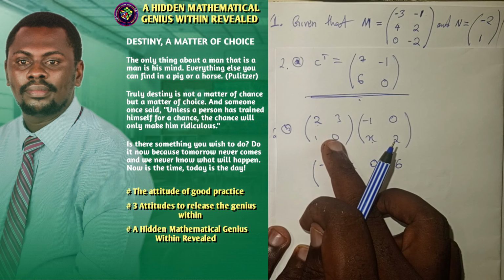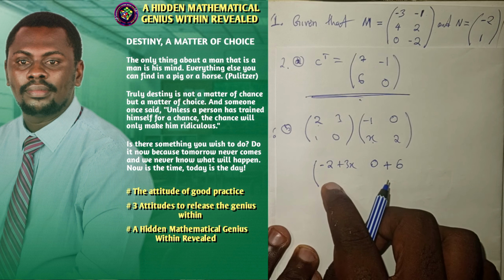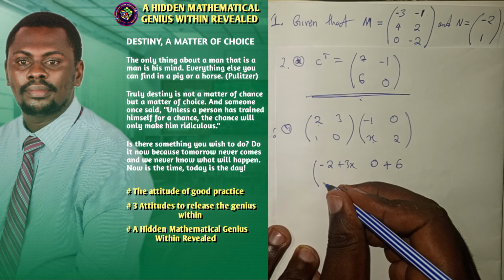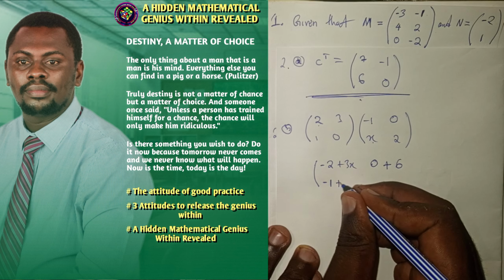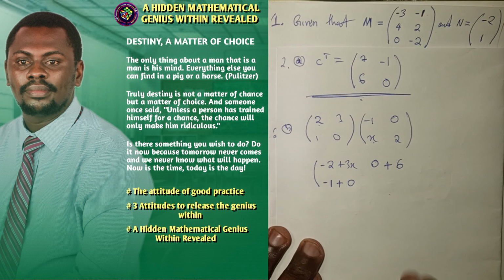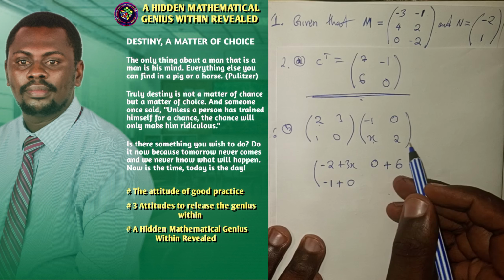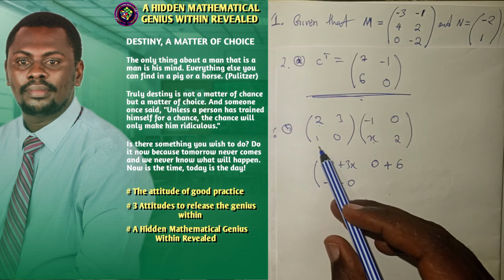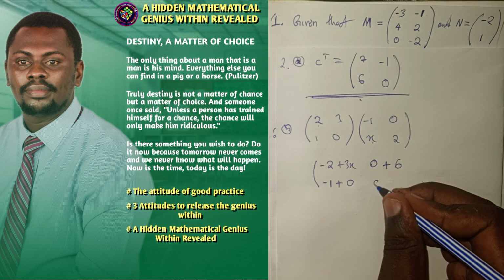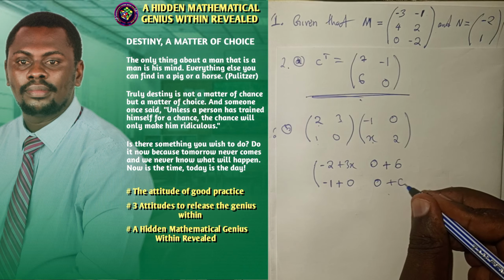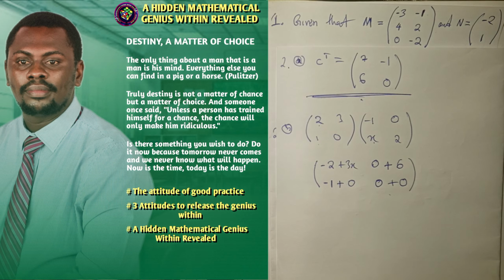We go to the second row. So second row, even here, we go down there, should be 1 multiplied by negative 1, you get negative 1, plus 0 multiplied by x, you get 0. We go to the second column. So we have 1 multiplied by 0, that is 0, plus 0 multiplied by 2, again that is 0.